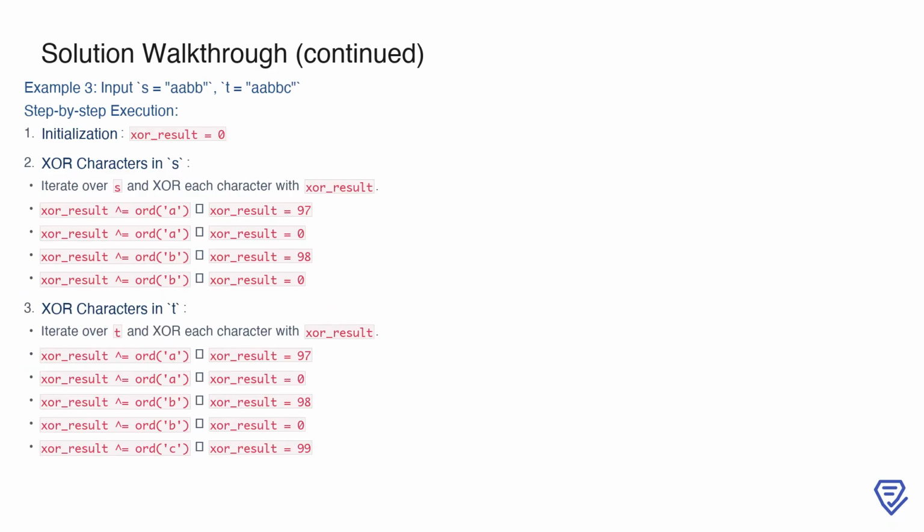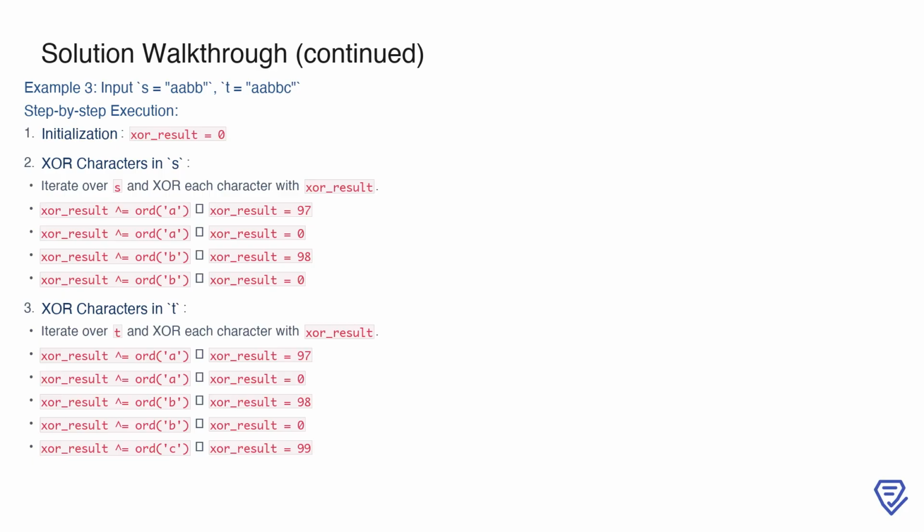In this example, the strings are s equals AB and t equals ABC. As before, we initialize XOR_result to 0. Starting with the string s, we XOR each character one by one. XORing it twice cancels out its contribution because the XOR operation is self-inverse, meaning a character XORed with itself results in 0.